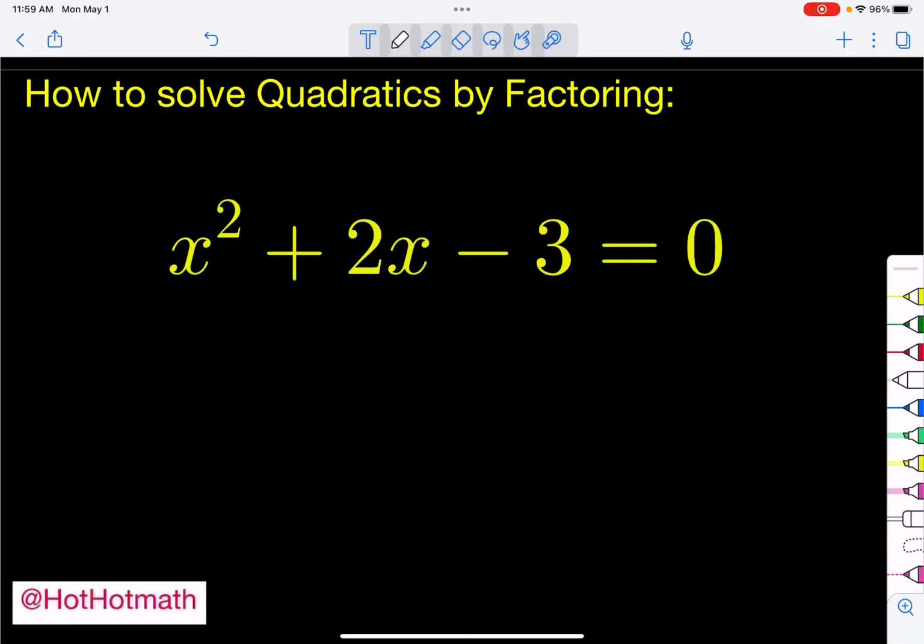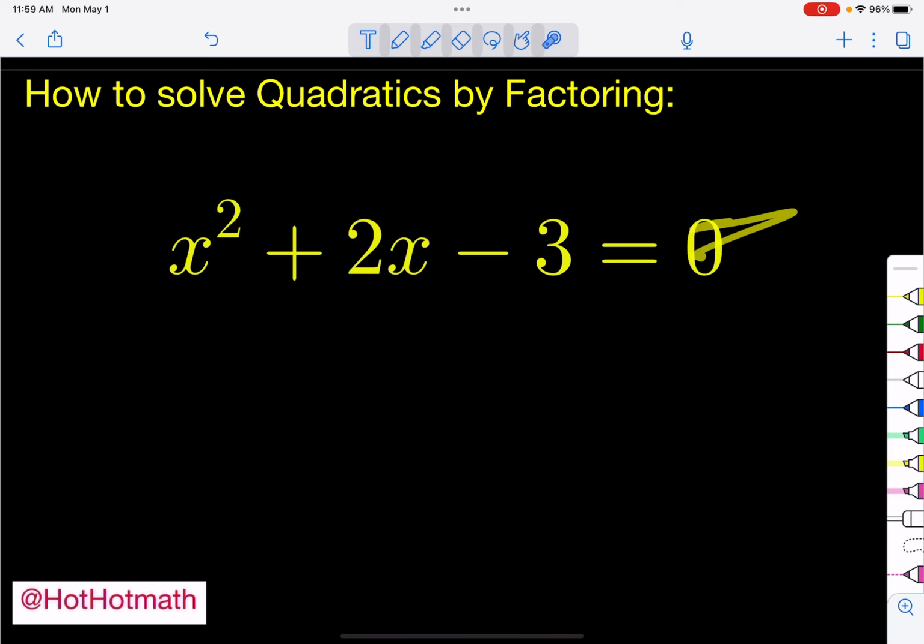In this video, we are going to explore how to solve a quadratic equation by factoring. So we have this quadratic equation. Now we know it's a quadratic because our powers are all whole numbers and the highest power is a 2. Now when that's true, you always want to set it equal to 0.